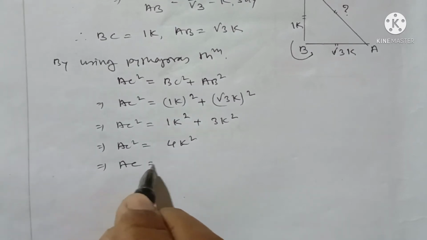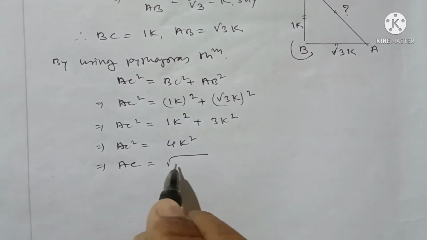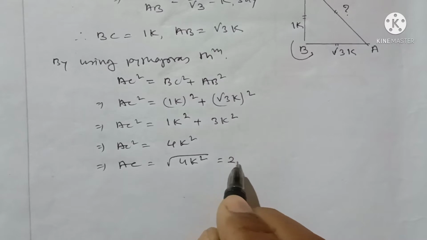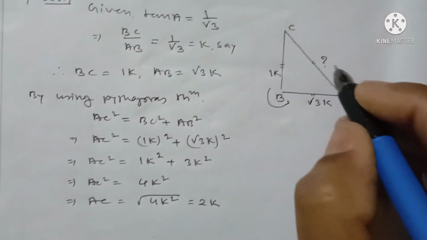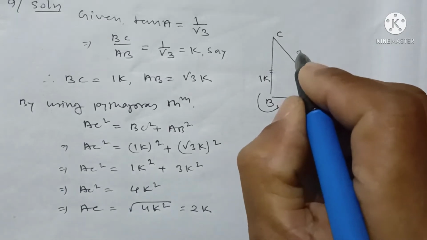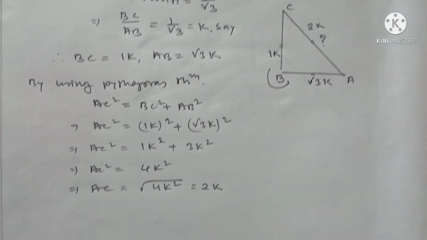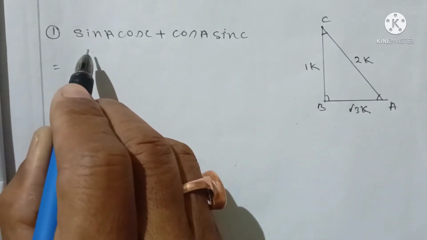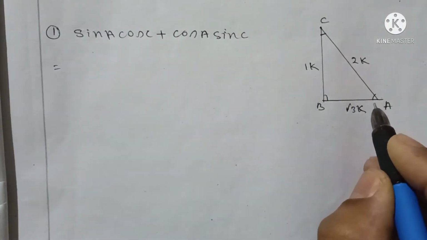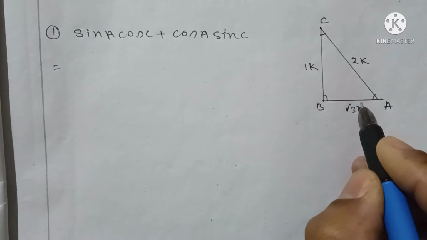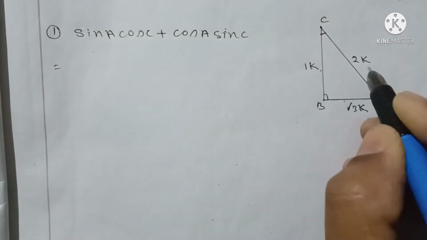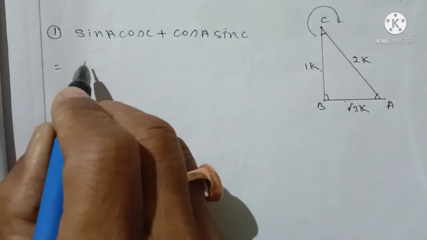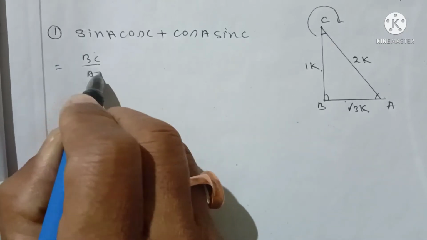This implies AC is root over 4K square. The root of 4K square is 2K. Then we have found here this is 2K. And now question number 1, sin A cos C plus cos A sin C. Sin A means what? Here see the diagram. Sin A, this is base, this is perpendicular, this is hypotenuse. Sin A means perpendicular by hypotenuse, BC by AC.